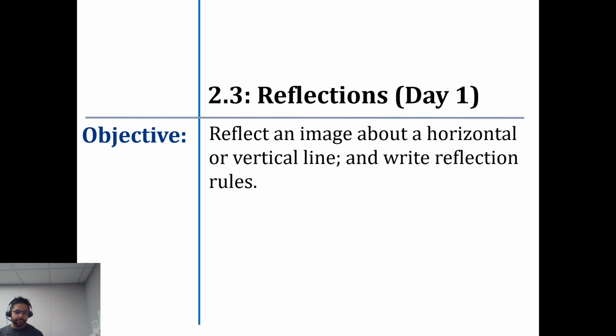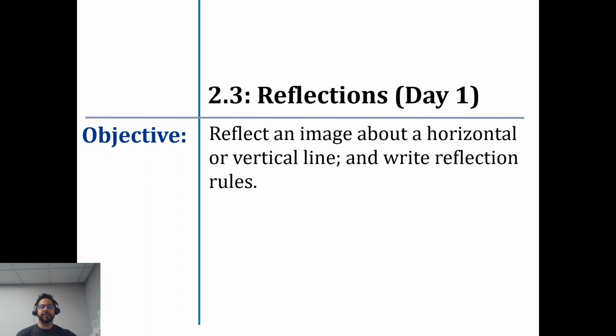All right, if you remember, we did our translations on the previous assignment. Again, that was sliding it around. Reflections, we're actually going to break up into 3 days, because reflections are the second most challenging transformation for students to complete. But the overall concept students get, because they know what mirror images are all about. Reflections is like when you're looking at yourself in the morning in the mirror, getting yourself ready.